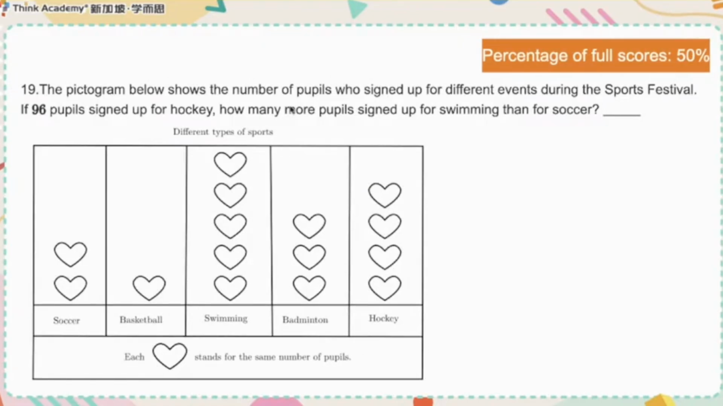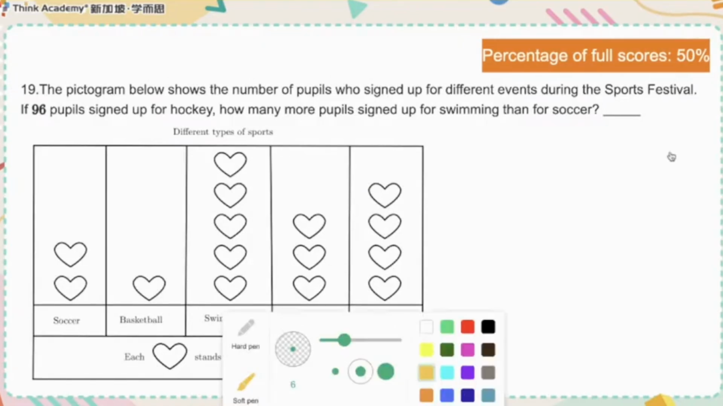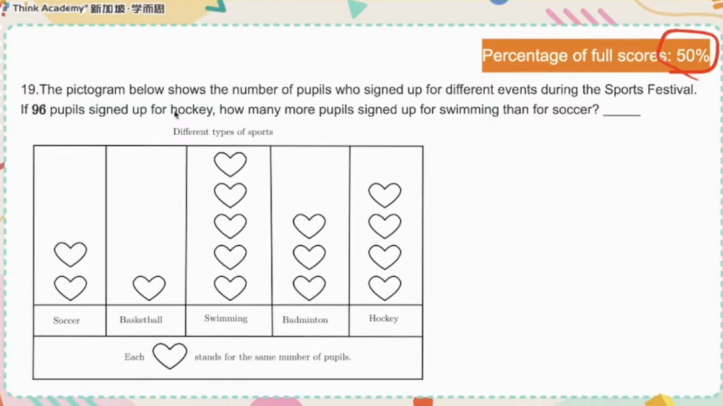Okay. Then this time, let's take a look at question 19. Also half of us got it correct, but because we don't have enough time, I'll just give you a clue, okay, everyone? We can see this picture below shows the number of pupils who sign up for different events during the sports festival. If 96 pupils sign up for hockey, how many more pupils sign up for swimming than for soccer?